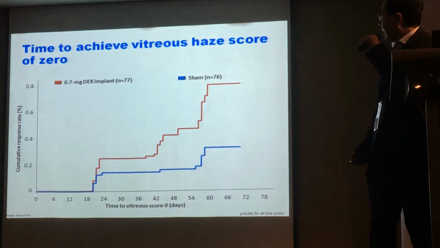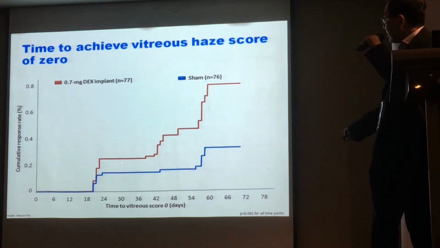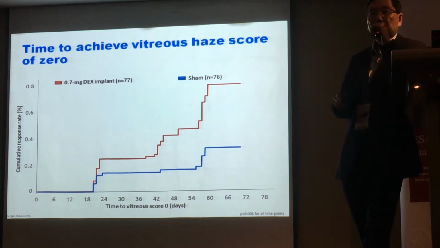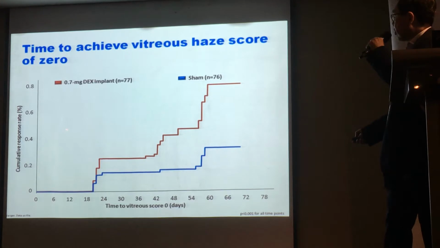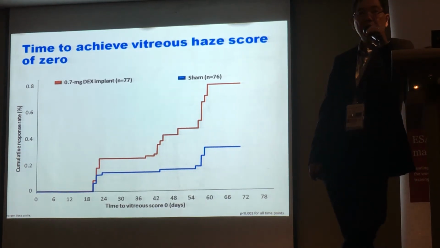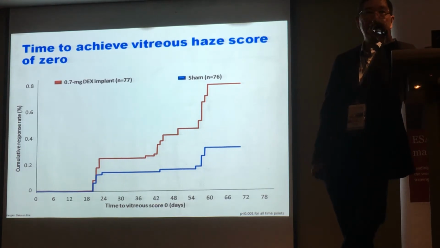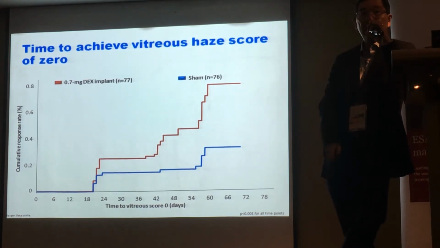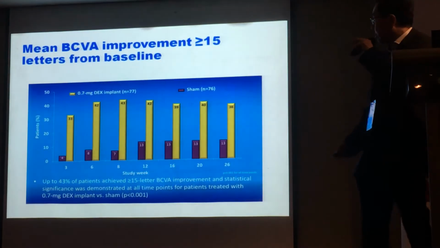Okay. Now, if you look at the DEX implant versus the sham, the time required to achieve vitreous haze 0 is also much shorter. So 80% of patients versus only 20% of patients could achieve 0 haze within 2 months, so less than 60 days, which is what you want, right? I mean, you want to control the underlying inflammation. So in that sense, Ozurdex, the DEX implant, is quite effective for control of intraocular inflammation, especially if it's unilateral.